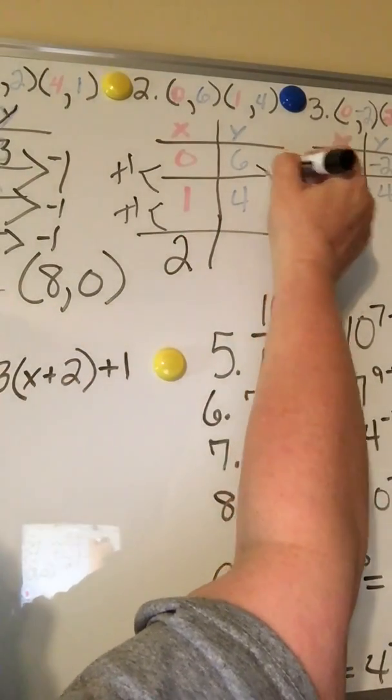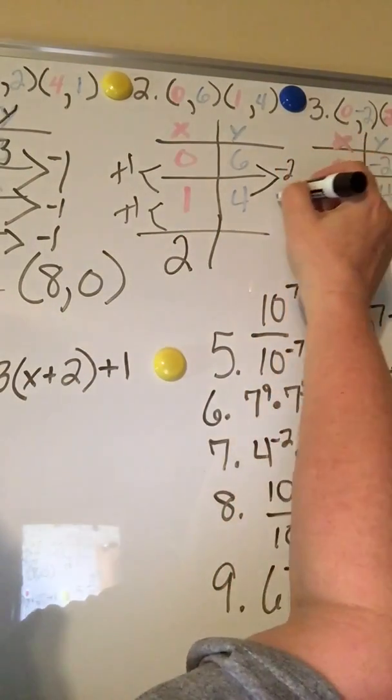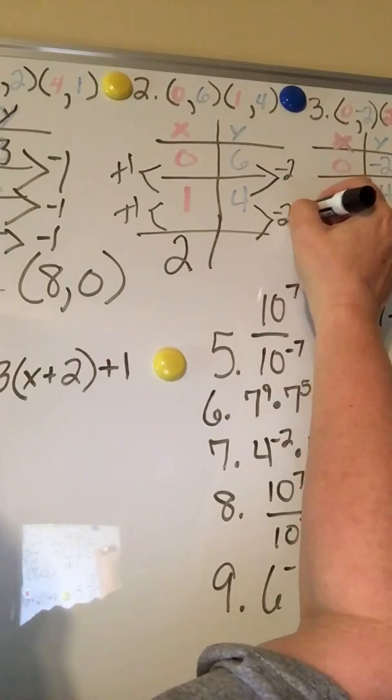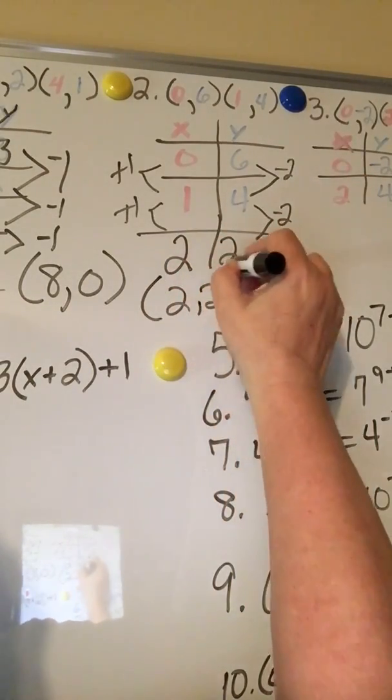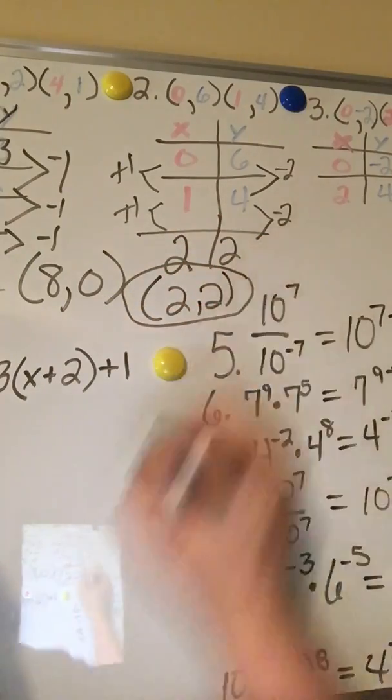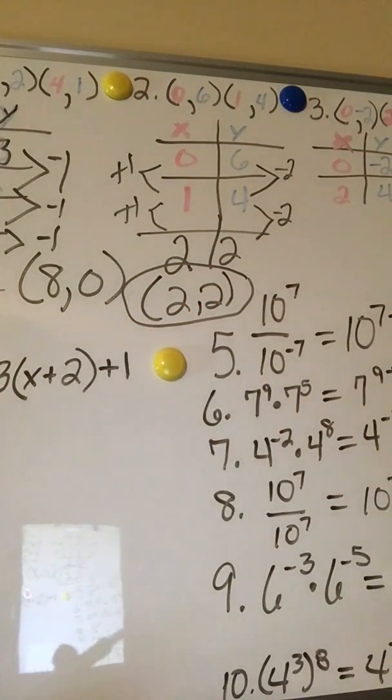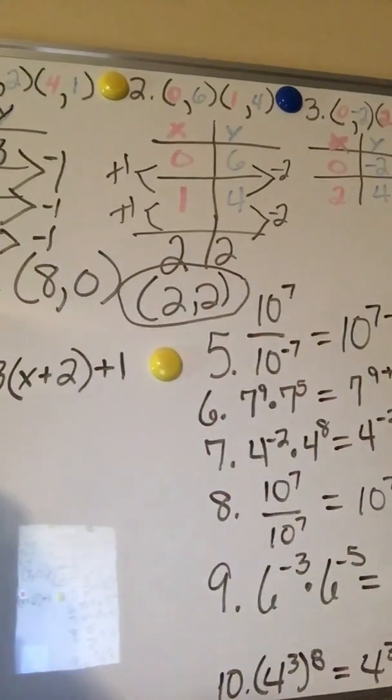And then our y, what did it do? It went down 2. Again, we'd need to go down 2. So this would be 2. So 2, 2 would be our answer for number 2, or an answer. It's not the only one because there's an infinite number of points on the line, because lines go forever in both directions, but that's one that I'm positive is on there.